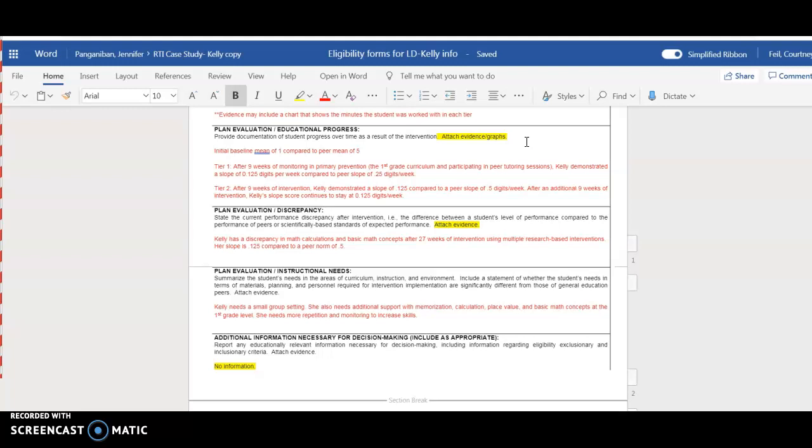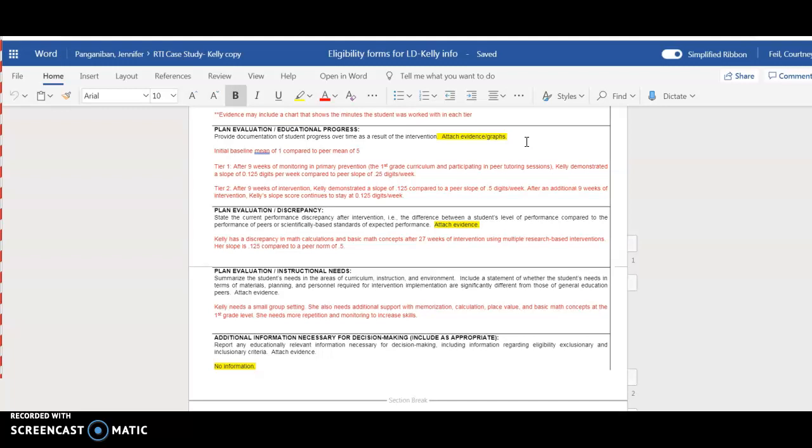The next section in the plan evaluation is discrepancy. You're going to want to state the current performance discrepancy after intervention. So what is the difference between the student's level of performance compared to the performance of the peers or scientifically based standards of expected performance? And again, you're going to want to attach that evidence.